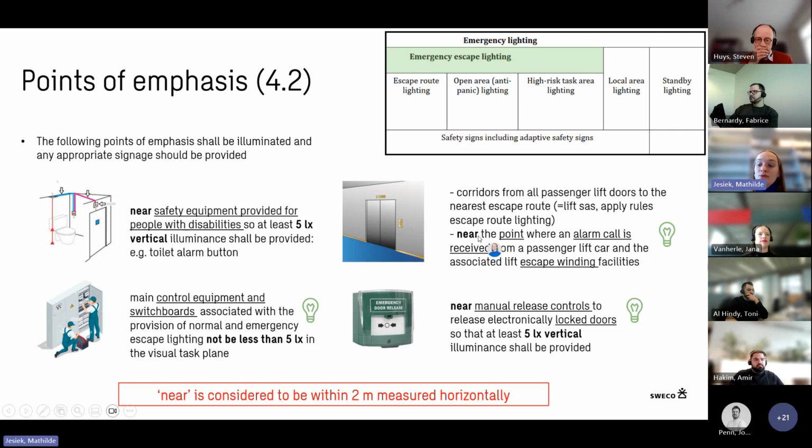And then also new in the norm, it's near the point where an alarm call is received from a passenger lift car and escape winding facilities. This is often the panel on the top floor next to a lift. Also new in the update of the norm is that we need an emergency light near the manual release control of locked doors. If you have automatic doors, they have a button like this. And this is also a new point.